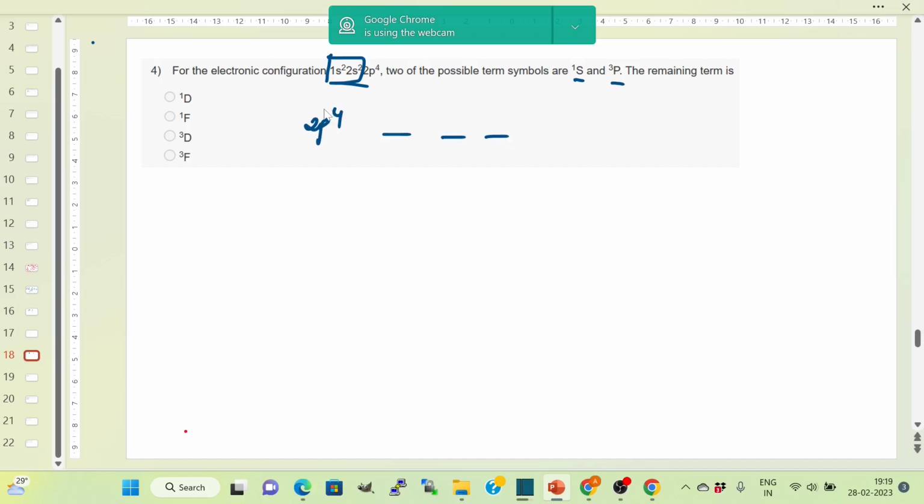So 2p4 means there are 4 electrons in 3 p orbitals, and we can arrange them in many different ways. You also know that the p orbital has different ml values, that is plus 1, 0 and minus 1. This is plus 1, this is 0, this is minus 1. I have four electrons, and each orbital can have two electrons at the maximum based on Pauli's exclusion principle. Let me see how many possible arrangements I can have. So either it can be one in each, and it can be paired here.